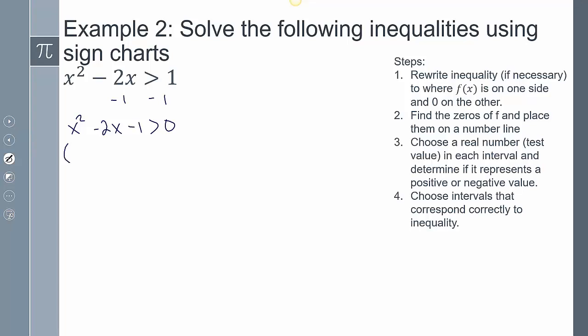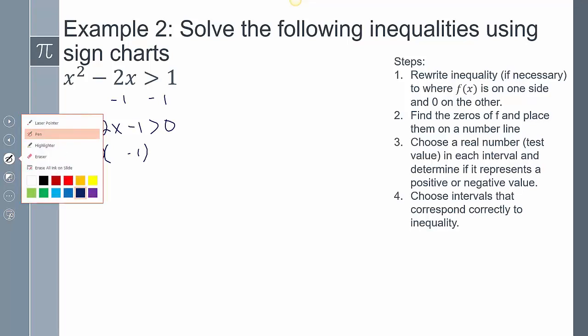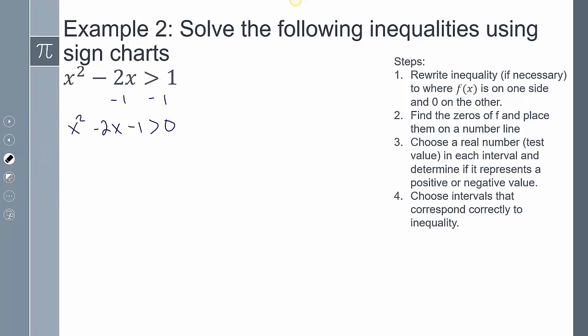Now this value doesn't factor. Let's see if it does. Because 1 has to be negative. Yeah, it doesn't factor. So because it doesn't factor, what we're going to have to do is we're going to have to use the quadratic formula. So negative b plus or minus the square root of b squared minus 4 times a times c all over 2 times a.